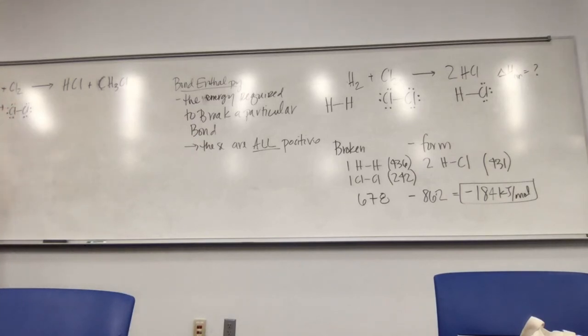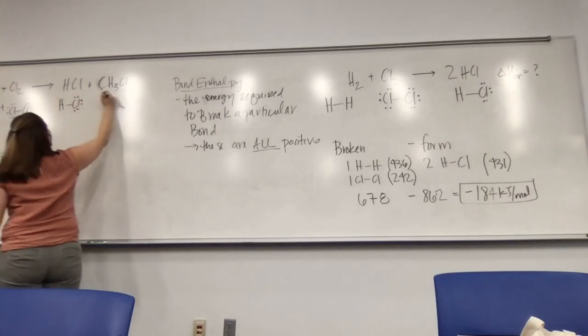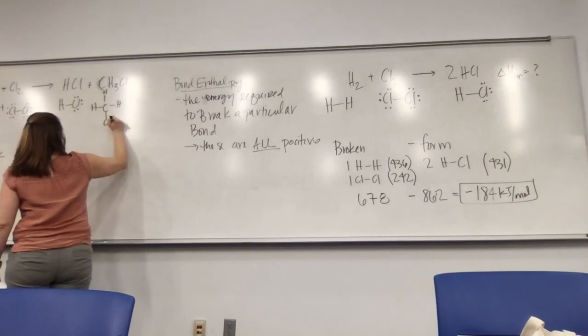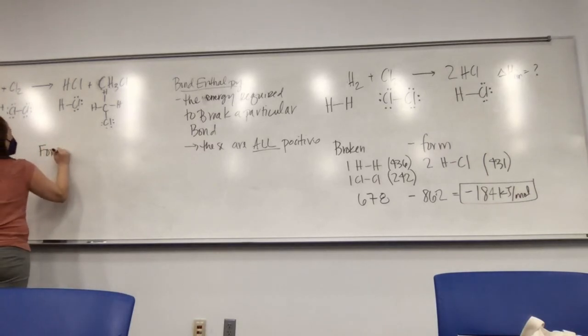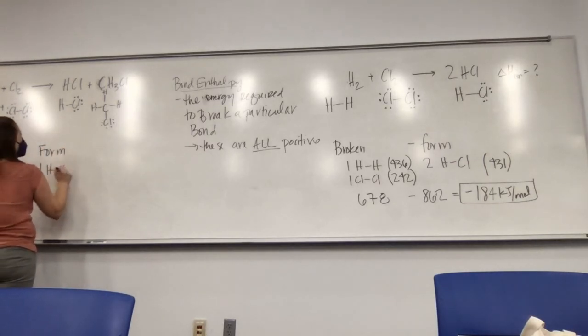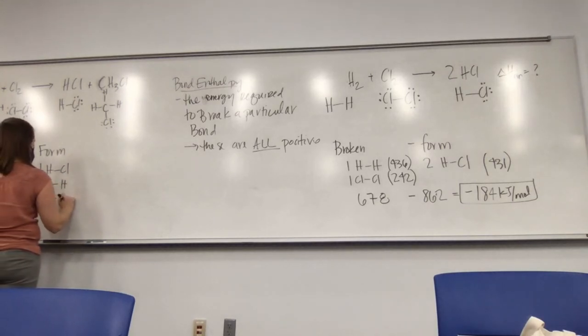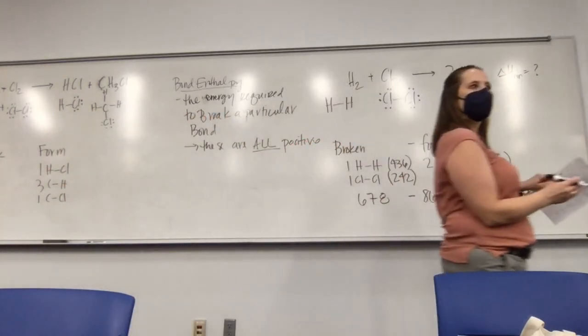So we know that we're going to break 4 times carbon hydrogen and 1 chlorine chlorine. Over here we have HCl. We have CH3Cl. So we're going to form 1 HCl, 3 carbon hydrogens, and 1 carbon chlorine. So then you just read the values off of the table.